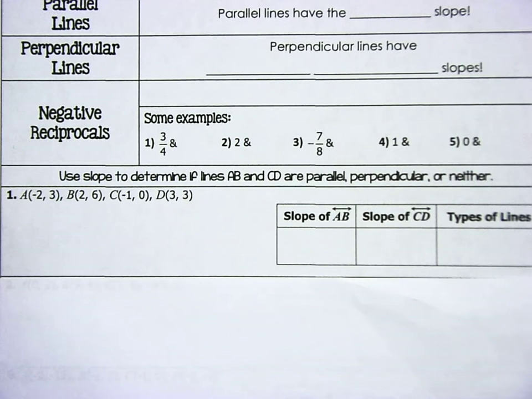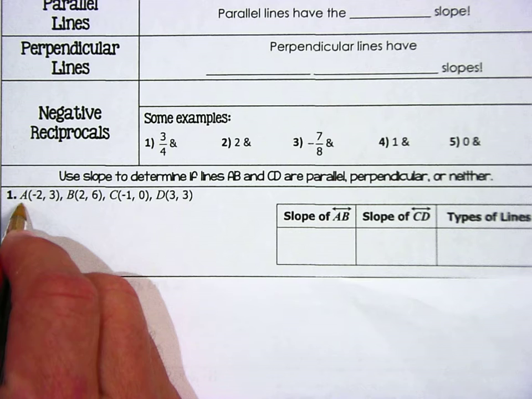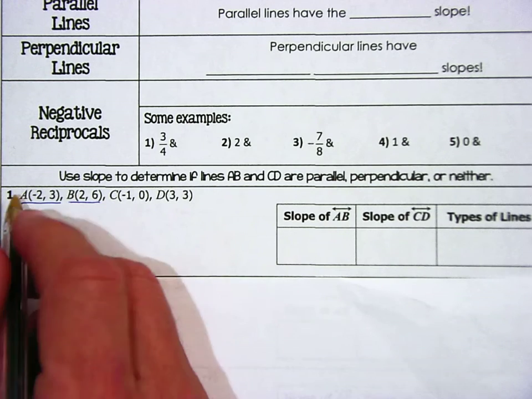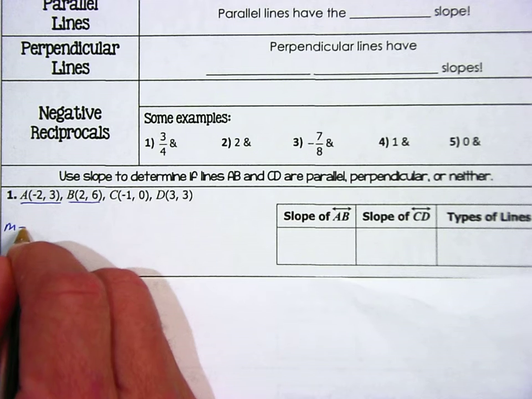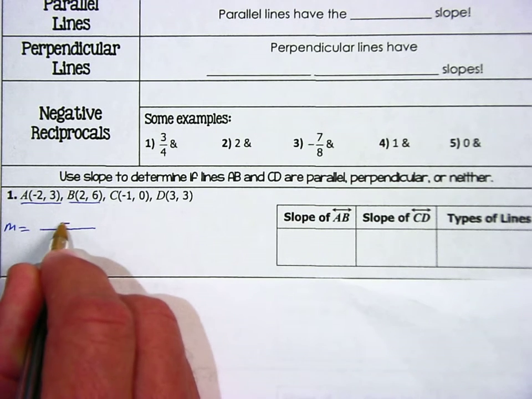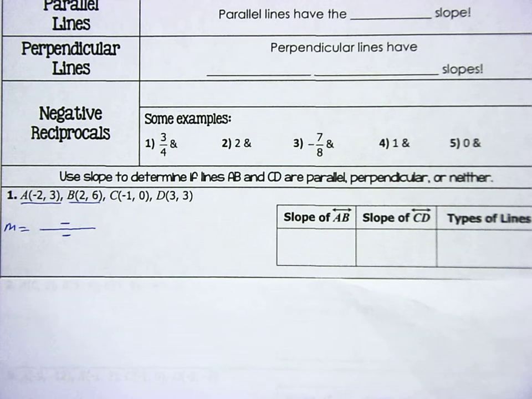So let's do AB first. We're only going to use these ordered pairs here. For the slope formula, I like to just draw a big old fraction bar, put a minus sign here, and put a minus sign here right away, so I don't change those signs.